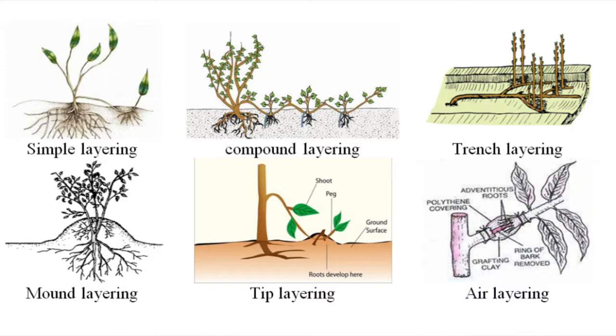Number 5. Tip layering. It is the simplest form of layering, which often occurs naturally. The tips of shoots are buried 5 to 10 cm deep in the soil. Rooting in the buried shoots takes place within a month. Example: climbing roses, jasmine, oleander, bougainvillea, raspberries, blackberries.